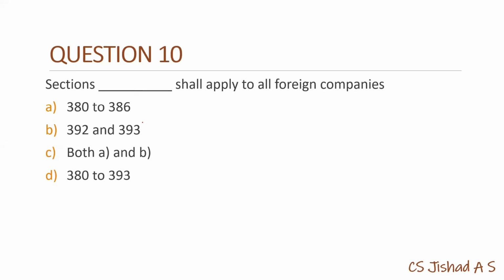Number 10. Sections dash shall apply to all foreign companies. This is chapter 22, which consists of sections 379 to 393, companies incorporated outside India. As per section 379 of the Companies Act, for a foreign company, sections 380 to 386 and 392 and 393 will be applicable. So our answer will be option C, both A and B.